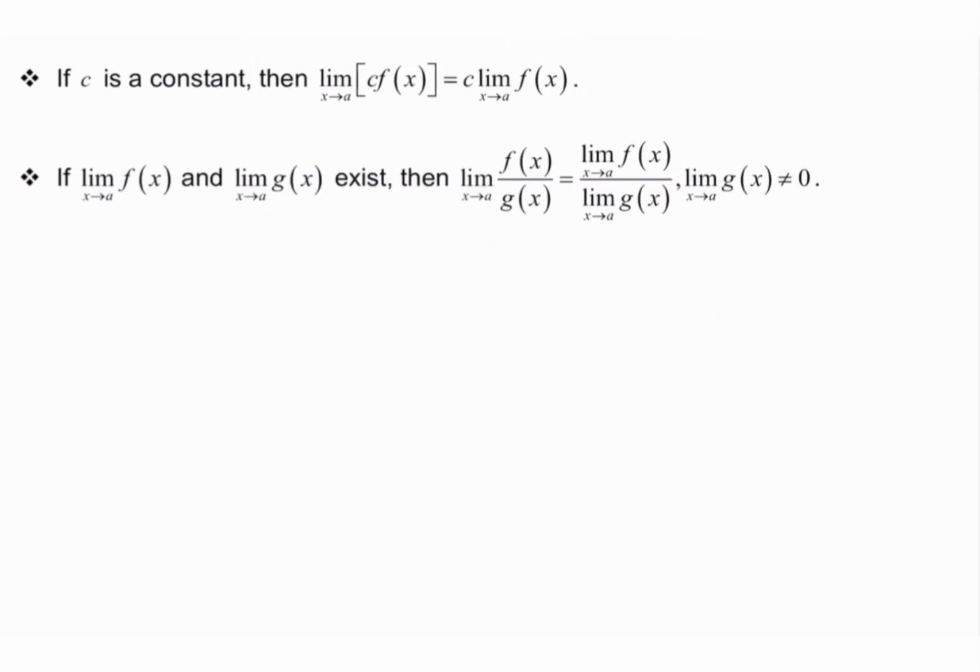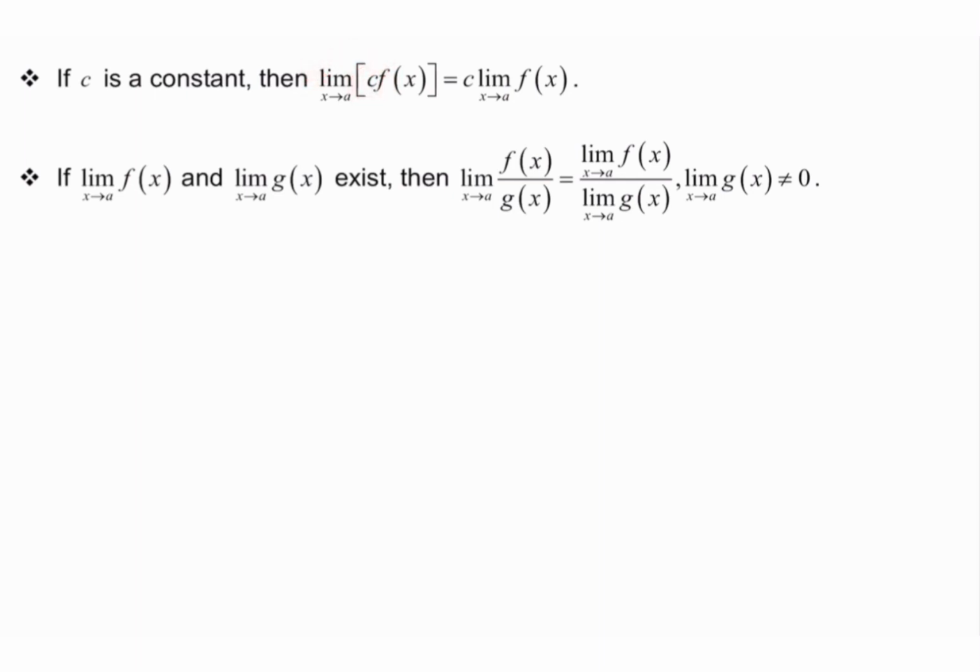Okay, let's look at the next properties. If c is a constant, then limit c times f(x) as x approaching to a is equal to c times limit f(x) as x approaching to a. Maksudnya c kat sini, kat depan ni kan, which is constant kat depan ni, kita boleh bawa pergi ke hadapan.